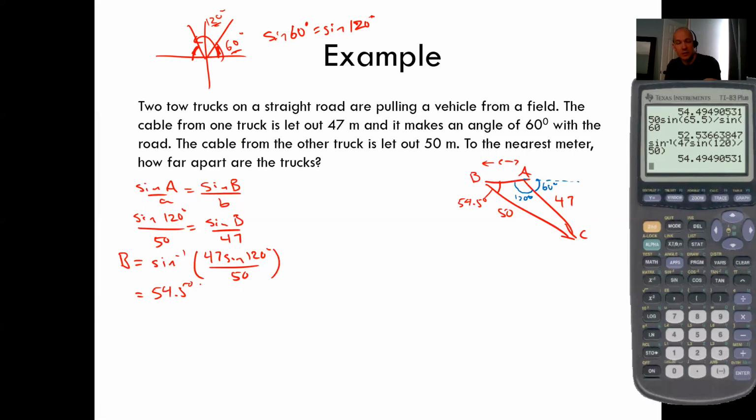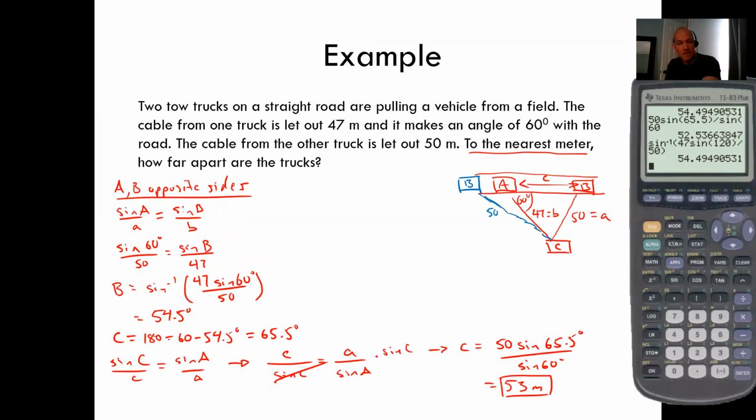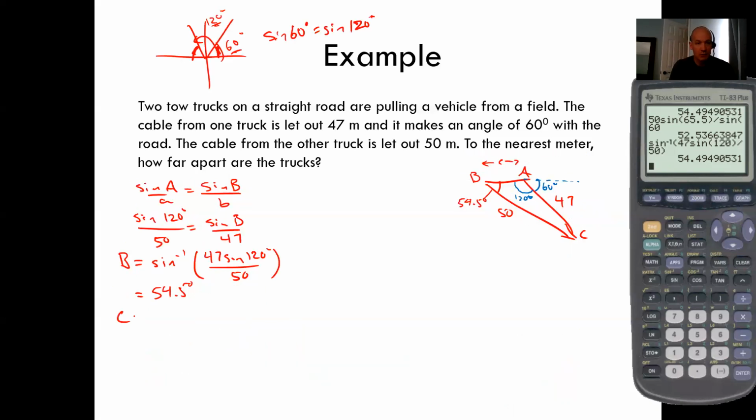Now the big difference with this question, and this is similar to all the ambiguous questions, is that at some point we're going to have a little bit of a departure in how our angles work. And it's when we calculate side C. In the last example, we did 180 minus 60 minus 54.5. But in this case, we're going to have to go 180 minus 120 minus 54.5 because angle A actually changed. So this is 5.5. It's a very tiny little angle. That's a 5.5 degree angle.